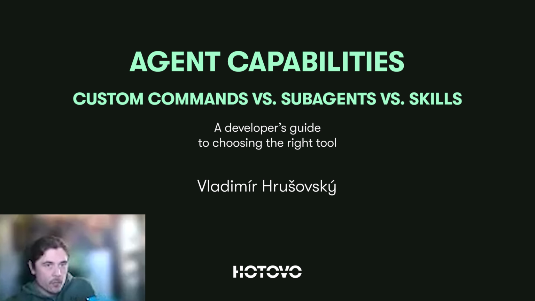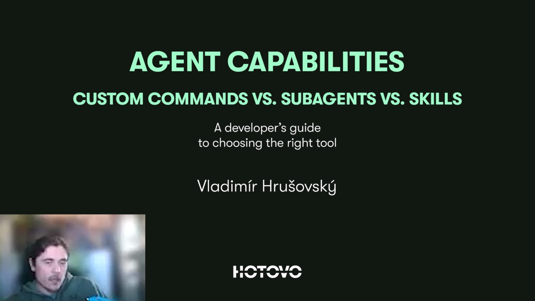Hey everyone. So today I would like to talk about agent capabilities, and this is mostly related to prompt engineering and prompt context engineering. All of these approaches are basically what needs to be considered when we are working with agents, in terms of putting the right context into them. I'm going to talk about custom commands, subagents, and skills, compare them, see what they are similar to, and what the differences are between them.